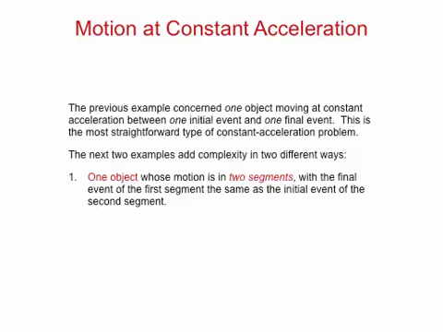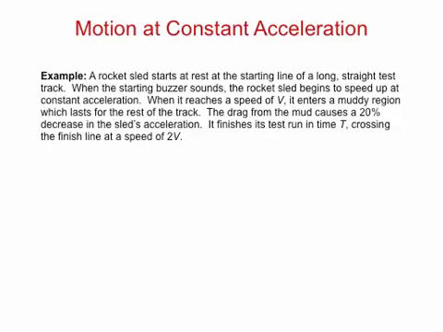Let's do an example. A rocket sled starts at rest at the starting line of a long, straight test track. When the starting buzzer sounds, the rocket sled begins to speed up at constant acceleration. When it reaches a speed of v, it enters a muddy region which lasts for the rest of the track. The drag from the mud causes a 20% decrease in the sled's acceleration. It finishes its test run in a time t, crossing the finish line at a speed of 2v.